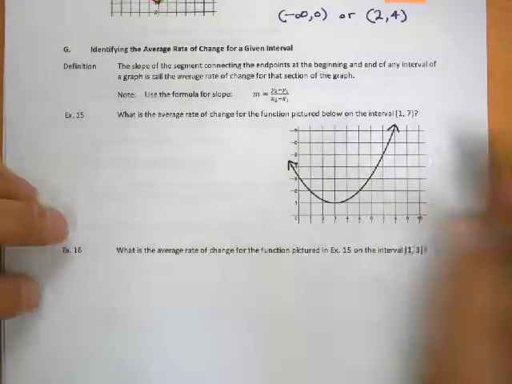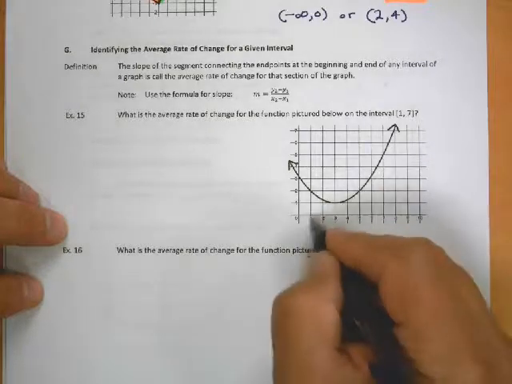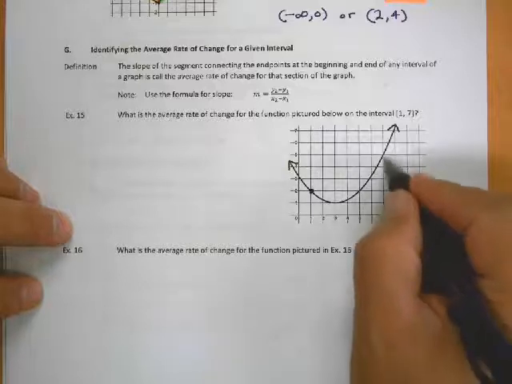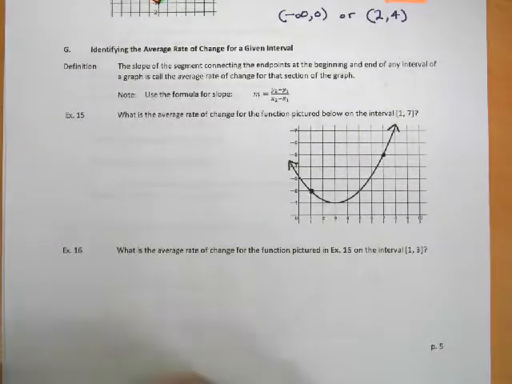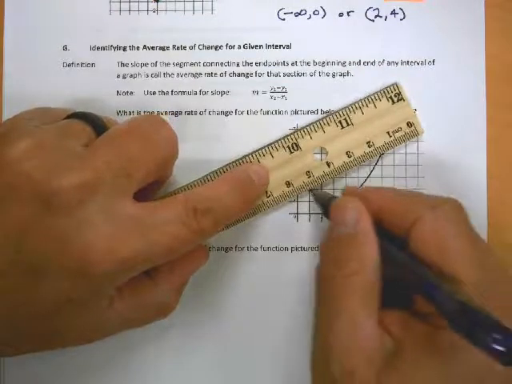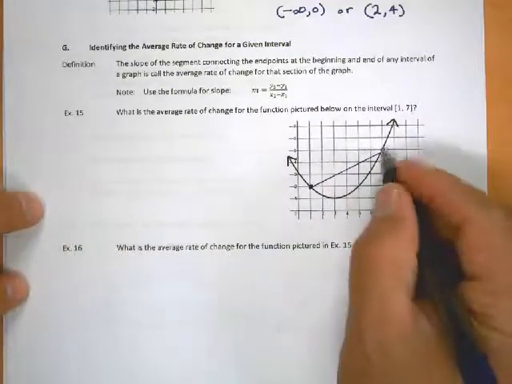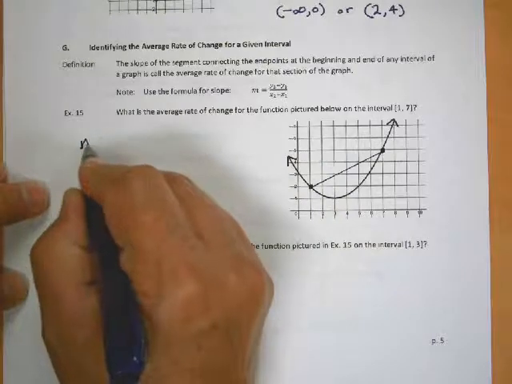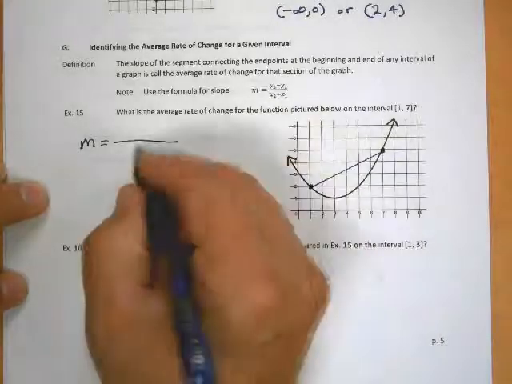All right, so what you do is, they give an interval, in this case from 1 to 7. So you find x equals 1 and make a dot on the curve there, and x equals 7 and make a dot on the curve there. You connect those dots and find the slope between them, and that's called the average rate of change in this section. If you can find the slope of that segment, you're home free. So you're going to take the slope, which is m, and take the difference in the y values up top and the difference of the x values on the bottom.